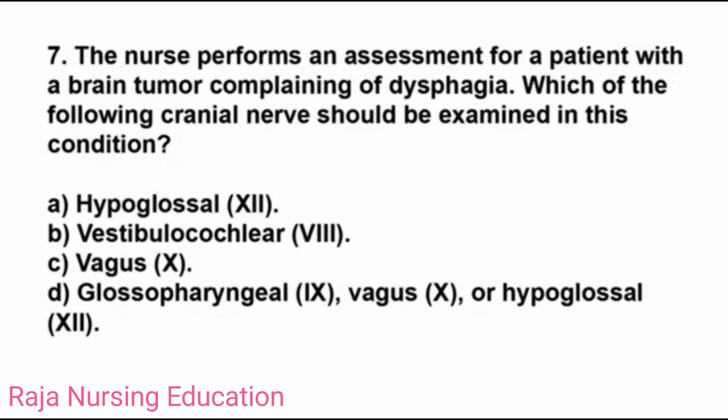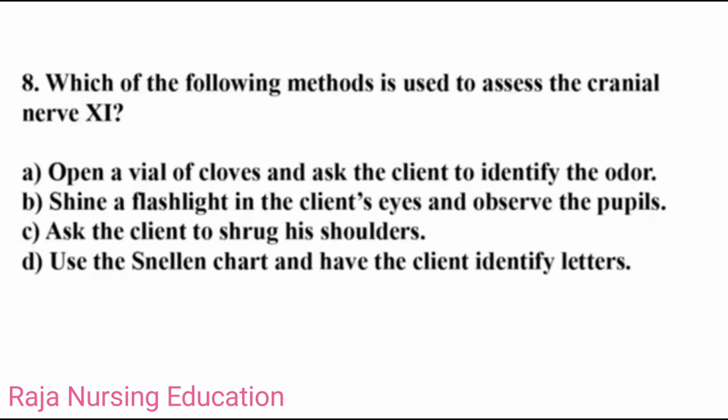The nurse performs an assessment for a patient with a brain tumor complaining of dysphagia. Which of the following cranial nerves should be examined in this condition? A. Hypoglossal, B. Vestibulocochlear, C. Vagus, D. Glossopharyngeal, vagus or hypoglossal. The answer is D. Glossopharyngeal, vagus or hypoglossal.